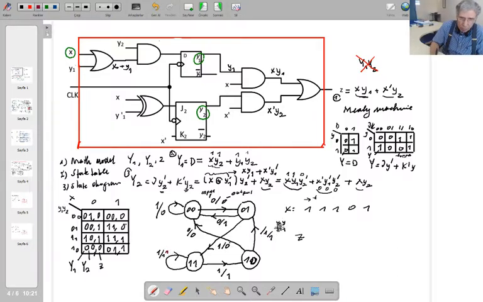So I said present state 1, 1. Your input is 1. So at the output you're going to observe this before the clock pulse, right? Why did I say before the clock pulse? Because the Z output is the output of a combinational circuit, isn't it? So if the input is known and the present state is known, you're going to observe one thing here, that is the Z output. So that means I'm going to observe this one.